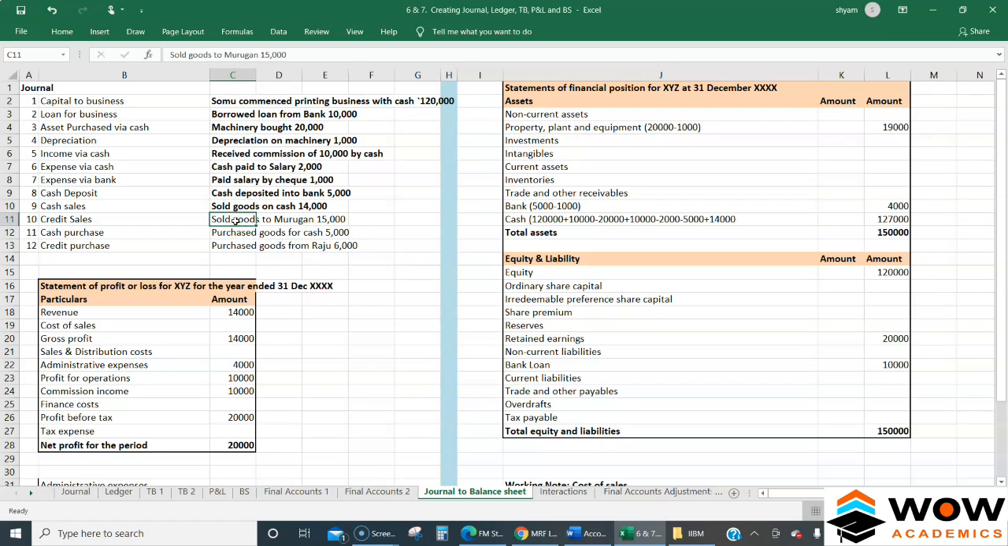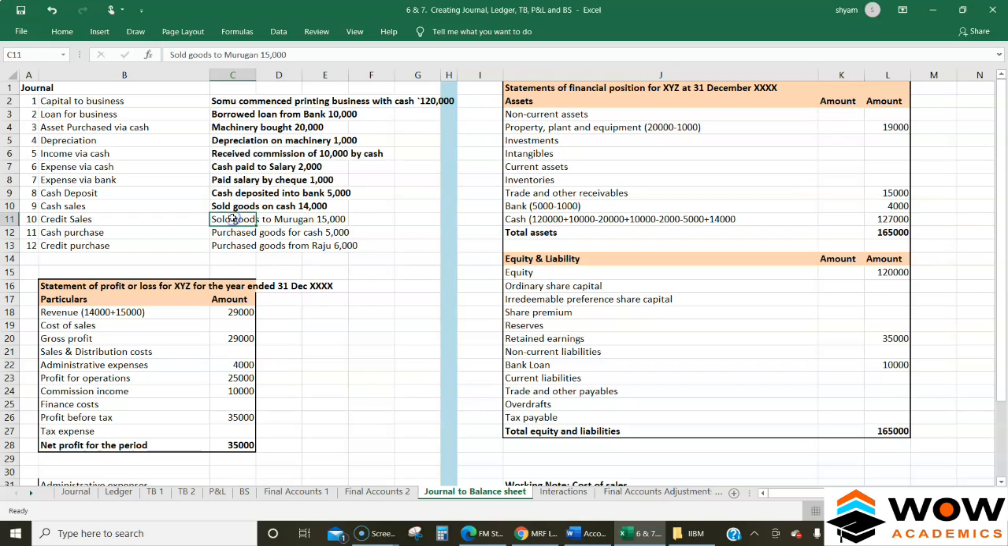Sold goods to Murugan. Again it's a sale. So what we'll do, we'll add the sale one more time. So it is 14,000 plus another 15,000. So our sales goes up by 15. So the answer will be 29,000. When we press enter here, this number will become 1,65,000. But our asset side has not changed. On the asset side, it has correspondingly increased the trade receivable because the goods are sold to Murugan on credit. So we have to put 15,000 as the asset. So now you got tallied.